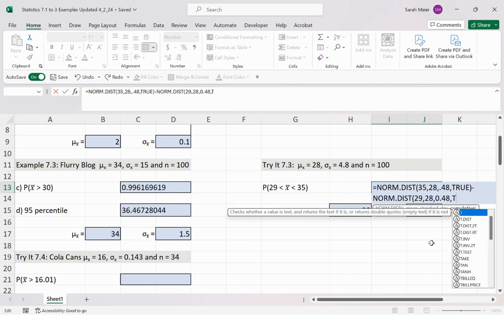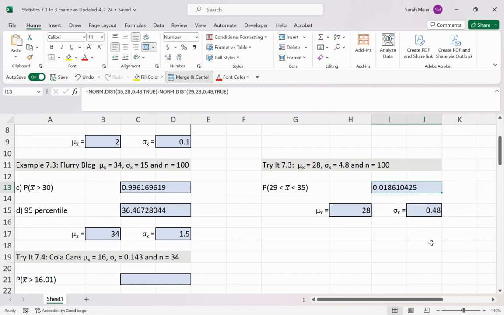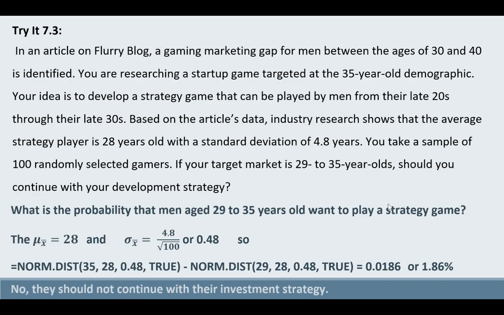Something is not sure why it's there. All right, there we go. So 0.0186 or 1.86%.